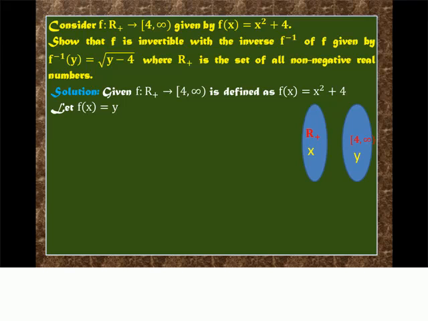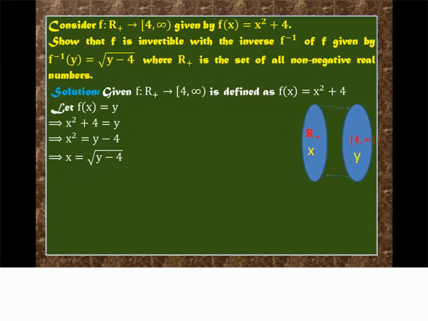Now in this problem it is given that x square plus 4 is equal to y, x square is equal to y minus 4, which implies that x is equal to square root of y minus 4. You may ask here, why am I taking only the positive root? Why not negative? Because x belongs to the set of all non-negative real numbers. So x should be the positive root.